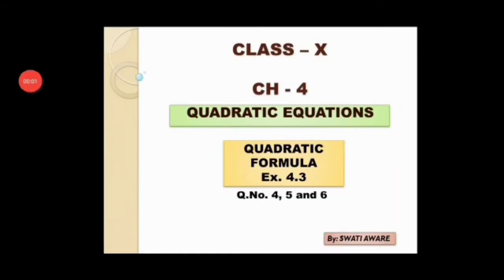Hello students, today we will solve question number 4, 5 and 6 of exercise 4.3 of chapter 4 quadratic equation of class 10th. Question number 4: the sum of the reciprocals of Rahman's age 3 years ago and 5 years from now is 1 by 3. Find his present age.